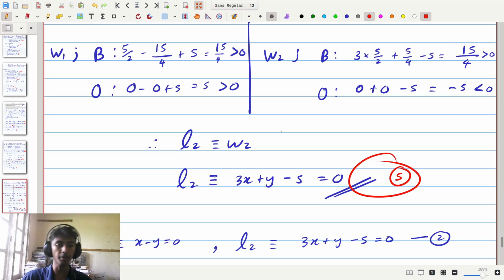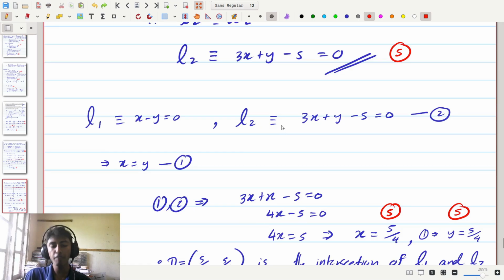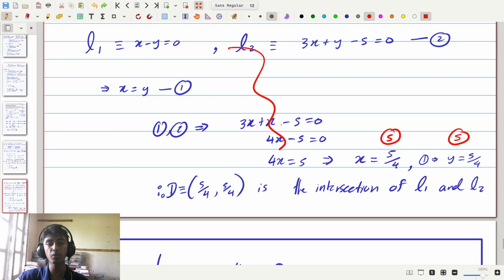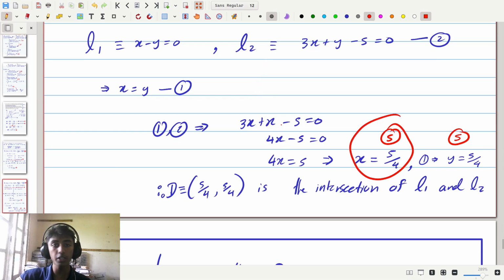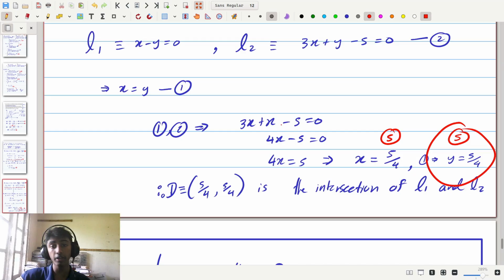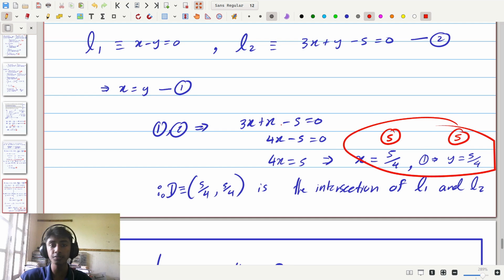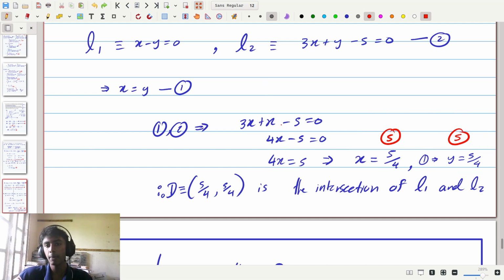Now after this, when you find the intersection of L1 and L2 and do all of this work, when you get x equals 5 over 4, you get 5 marks, and when you get y equals 5 over 4, you get another 5 marks, which I don't really know why they did this instead of giving 5 marks for the two answers and 5 marks for the method or something, but hey, that's how they've given it. So 5 marks for x and 5 marks for y, they're both equal to each other, and that gives us the point D, which is 5 over 4, 5 over 4.